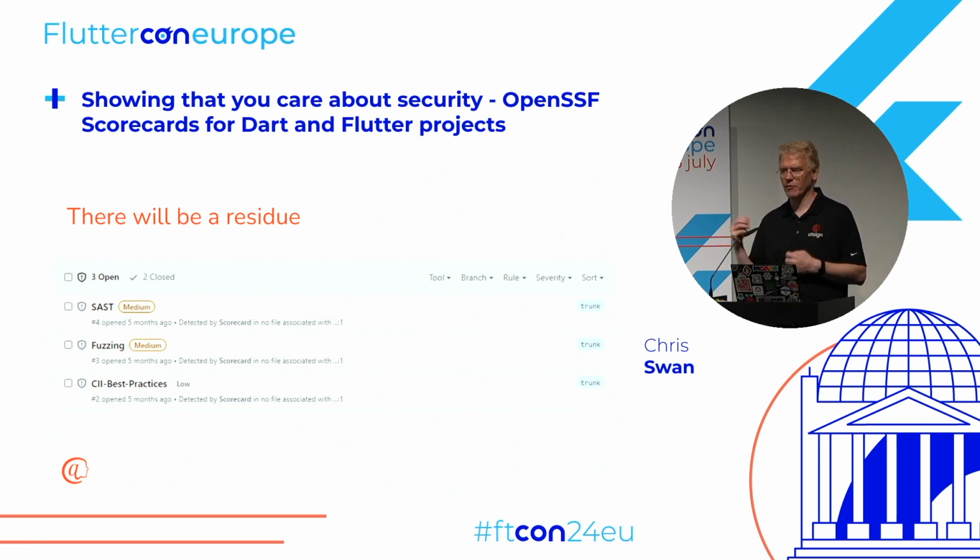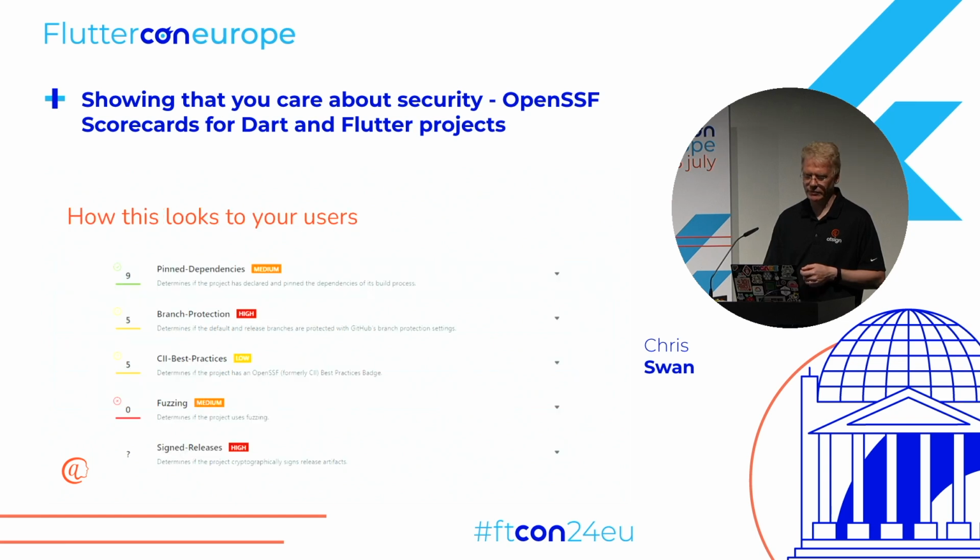So this is from the security tab on GitHub. And it's telling us here that it would like to see more for static analysis. It would like to see more with fuzzing. It would like to see more effort applied to what were previously called CII best practices, now OpenSSF best practices. In the tool, they're still at the moment called CII best practices. So that's what that residue looks like to your users when they see the report. So we're seeing here a little ding on pinned dependencies, and then 5 out of 10 for branch protection, 5 out of 10 for CII best practices, 0 for fuzzing.